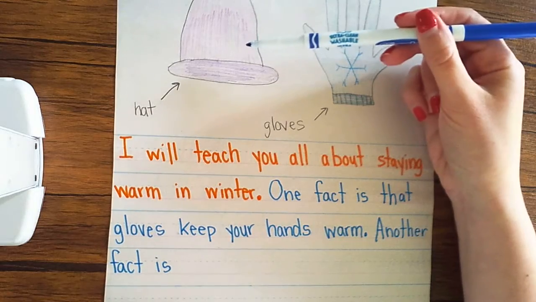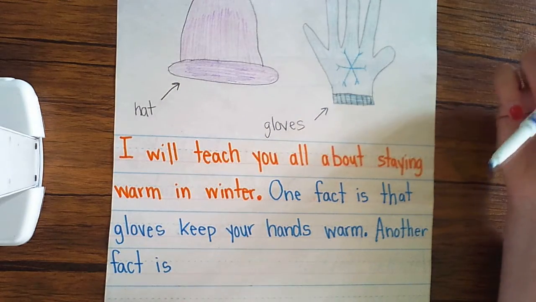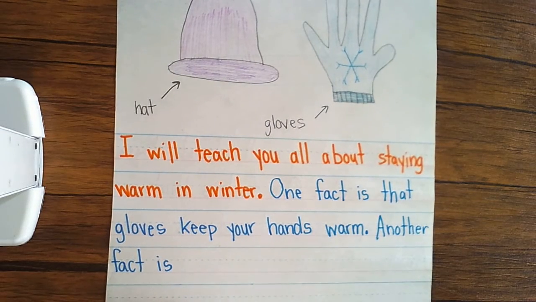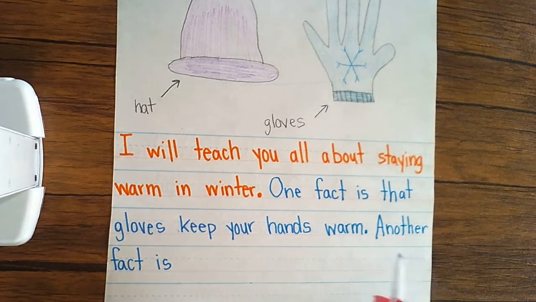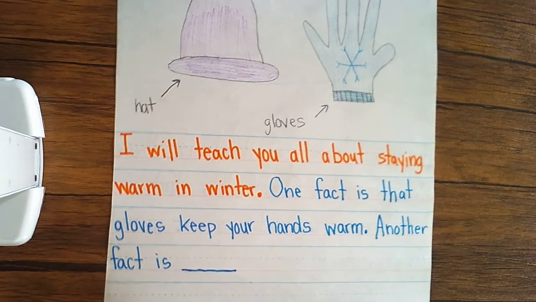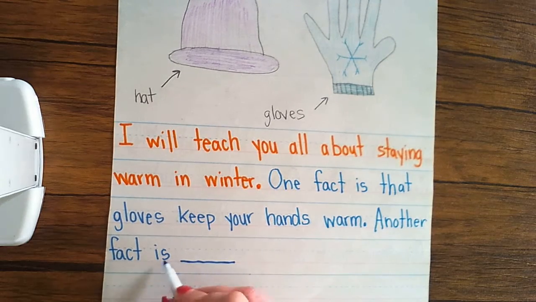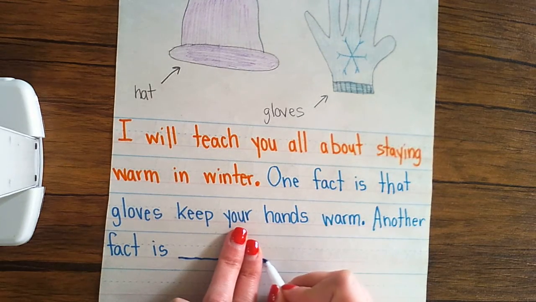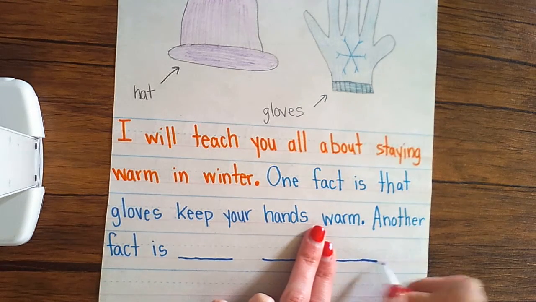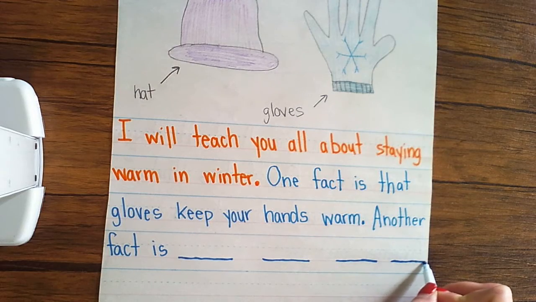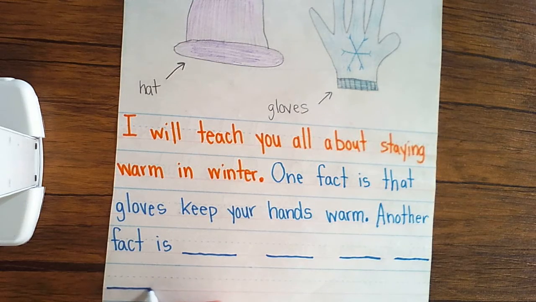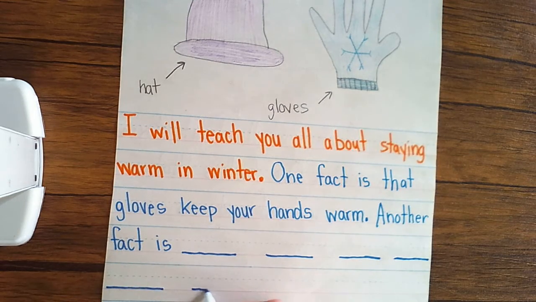And in my teaching picture, I drew a hat. So I want to write a fact about hats. So I'm going to write, another fact is, notice I used that sentence starter to help me with that sentence. Another fact is that, I'm drawing my lines to keep track of the words that I want to write. Another fact is that hats, 2-finger space, hats, 2-finger space, keep, 2-finger space, your, I ran out of room, so I'm coming down to my next line, head, 2-finger space, warm.